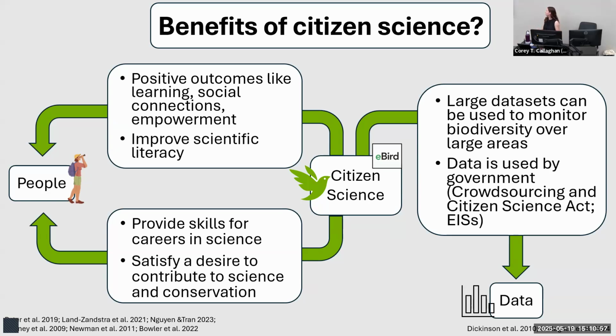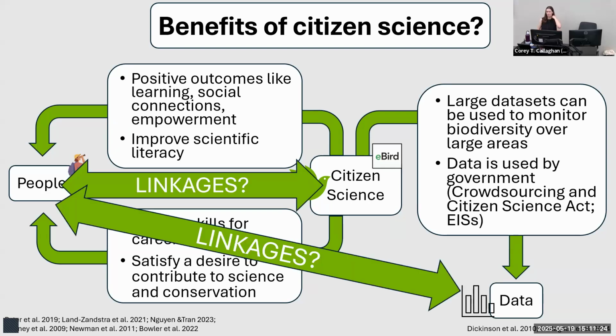And then from a data standpoint, citizen science can provide large data sets that can be used to monitor biodiversity over large areas, and that's something that I'm really interested in for my work. And then it can also be used by other entities like government agencies, and we're seeing that in policy, like the Crowdsourcing and Citizen Science Act, which was enacted in 2017, and eBird and iNaturalist are popping up in environmental impact statements as well. And so my work is kind of building on this, but also looking for other linkages that exist between the people, the data, and the citizen science.